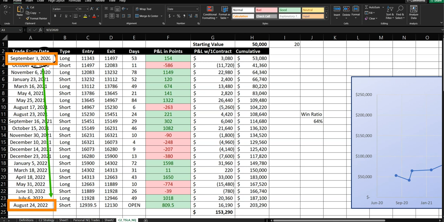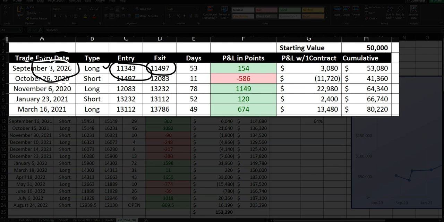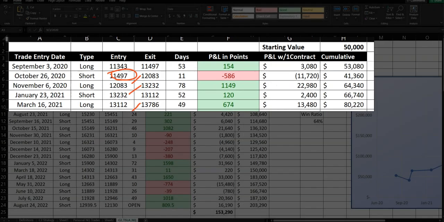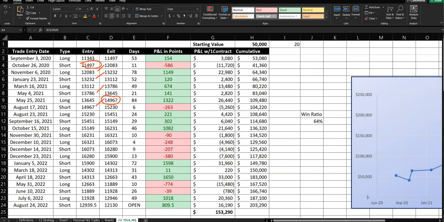So this strategy over here, right? I started from September 3rd, 2020. It was a long trade. The entry was 11,343. 11,497 was my exit, and you can see wherever I come out of that trade, the other trade that I get in is actually where I'm coming out of the previous trade, right? So I'm exiting the trade and taking the opposite side. If I was long, I would be shorting. So you're always in a trade, right?